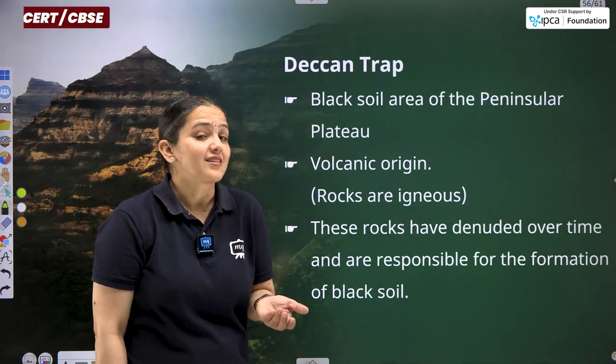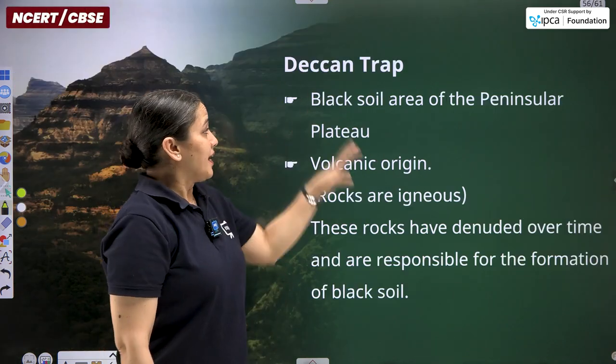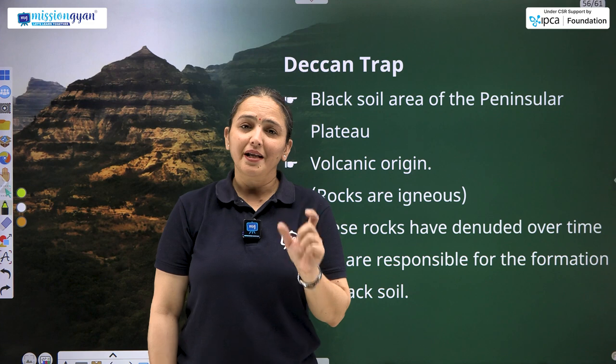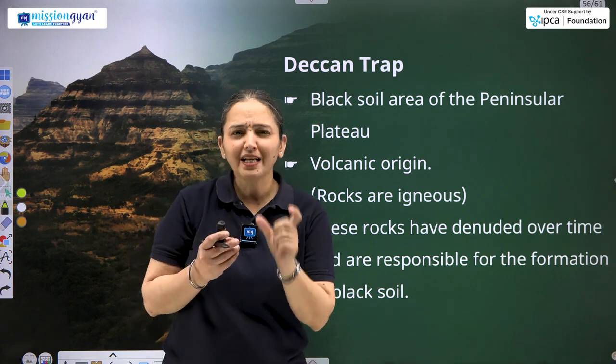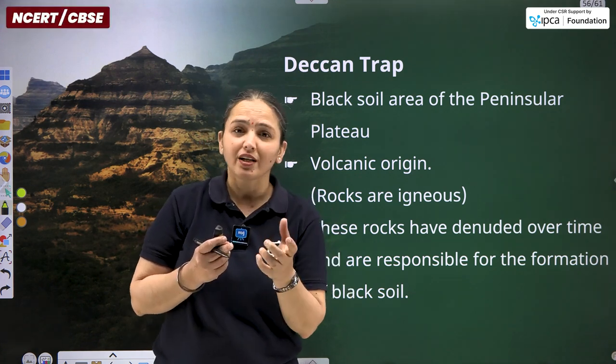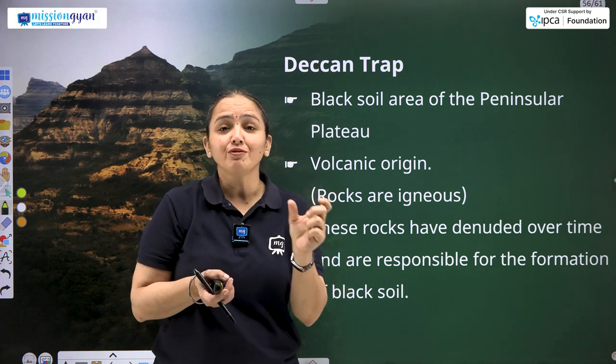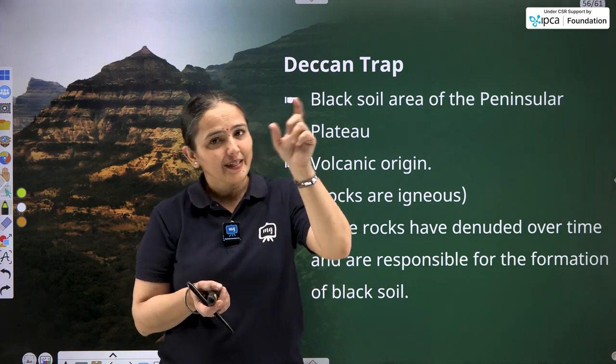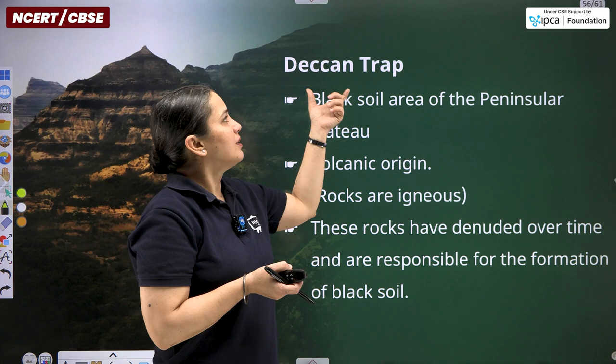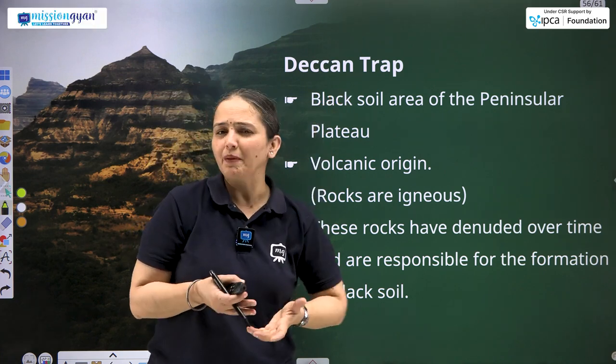If it can't be learned, at least the spelling can be learned. Deccan Trap. Deccan is the English version of Dakshin, the south direction. So you must be wondering, Deccan Trap, are we talking about the peninsular plateau?